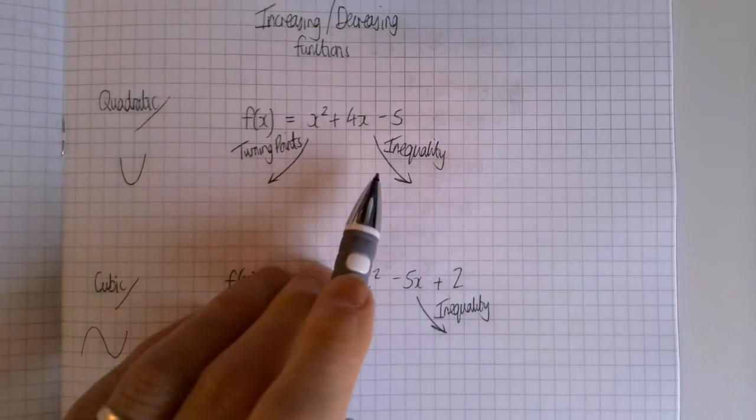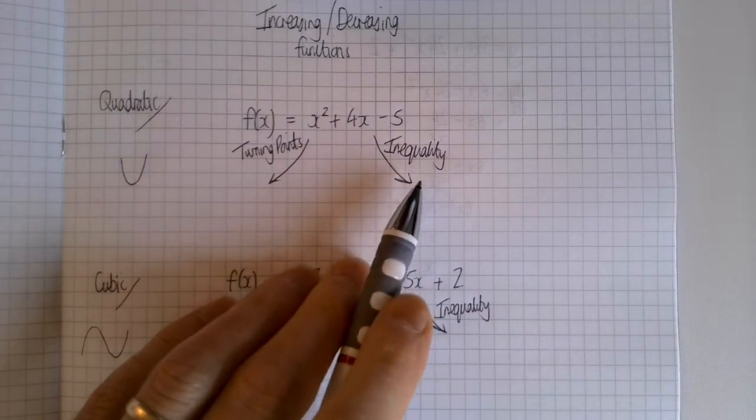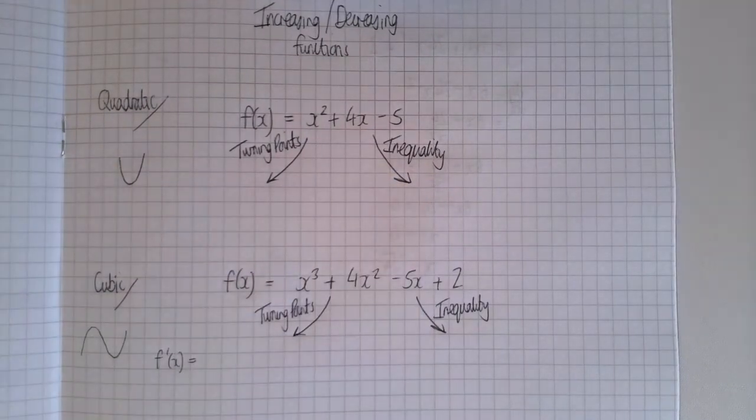If you use the inequality approach, it's not a problem, is it? You just say, right, when is it greater than 0? That's going to be where it's increasing. When is it less than 0? That'll be where it's decreasing.